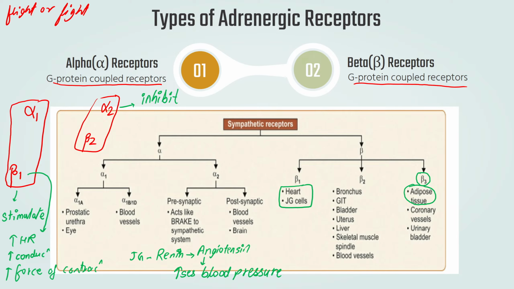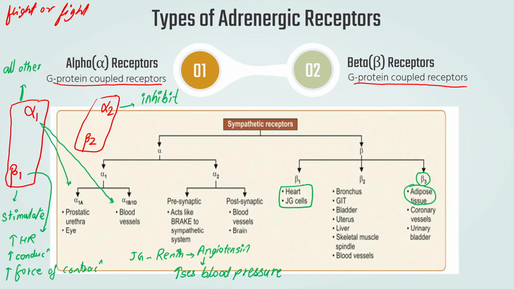So now how to remember alpha 1's location? Alpha 1 is in every other smooth muscle, blood vessel or organ that is relevant to the sympathetic system. For example, here it is present in the prostatic urethra and in the eye, and it is present in the blood vessels here. So what will it do in the blood vessels? Obviously it will constrict those blood vessels. It will cause vasoconstriction.